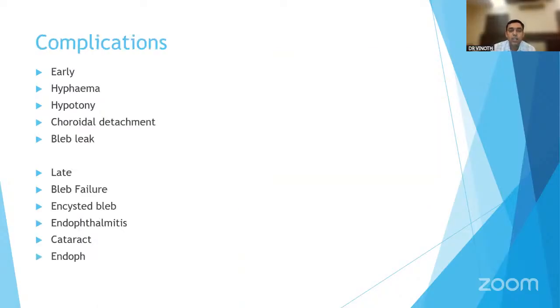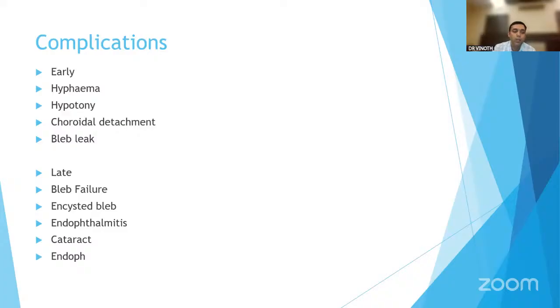Complications can happen in any surgery. The early complications could be hyphema. When you punch, if you punch beyond the margin, and the ciliary body is there, from there it could bleed. It could cause a hyphema. And hypotony can happen in some cases where there's overfiltration. And if it is a very large punch and too much overfiltration happens, it could go for a choroidal detachment. And bleb leak is also seen in some cases if they don't have watertight closures.